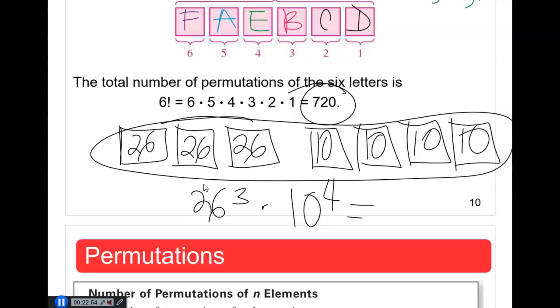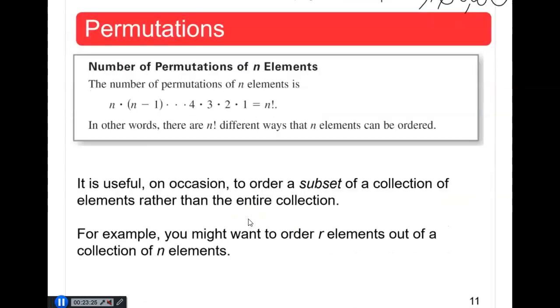And I'm going to type that on my calculator. So 26 to the 3rd power and then times 10 to the 4th, so that would be times 10,000, 4 zeros. So that is what it will be, 175,760,000 license plates.